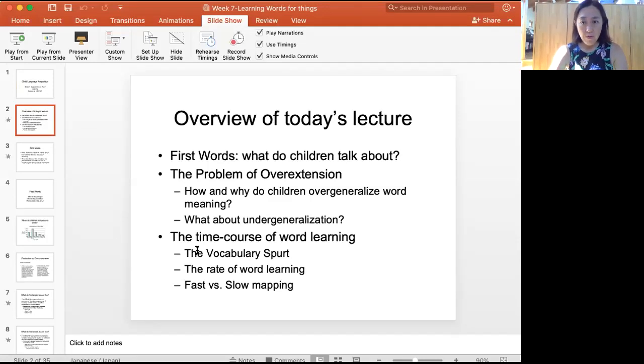The overview of today's lecture is that I'm going to talk about first words and what children first talk about. We touched upon this topic earlier in the first semester, and sorry, it could be a little bit repetitive, but I'm going to talk about how they start their first words. The next topic is about errors that children make when they first learn their words.